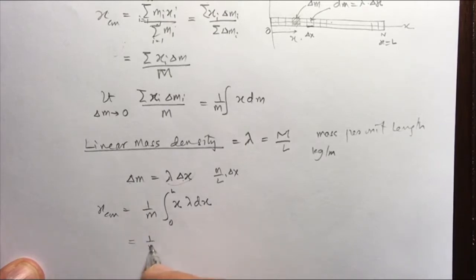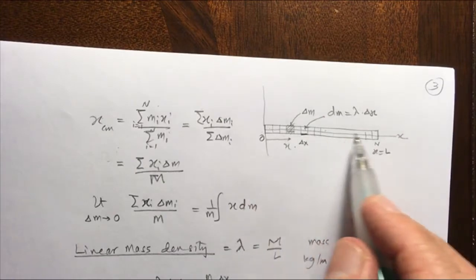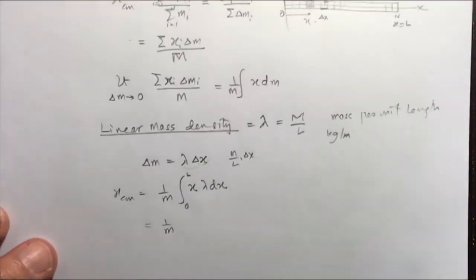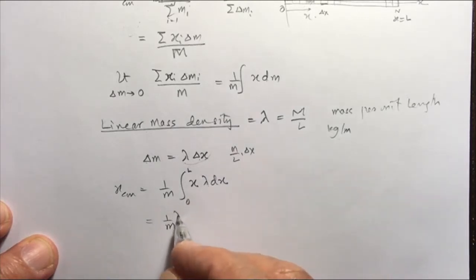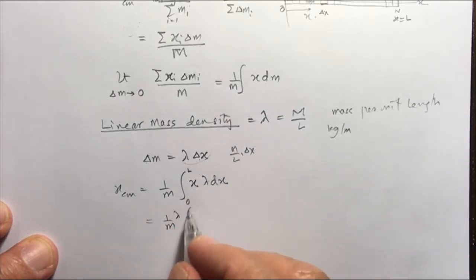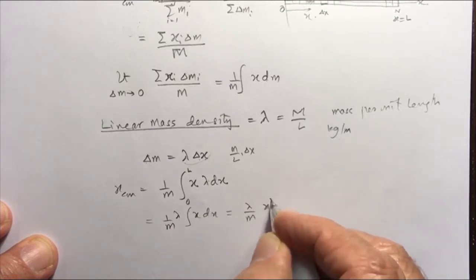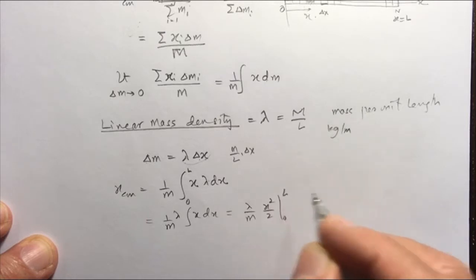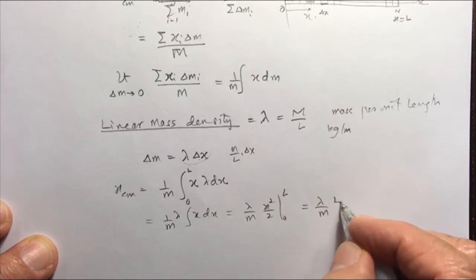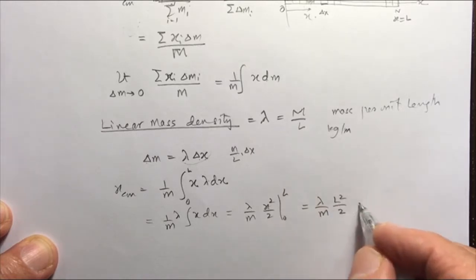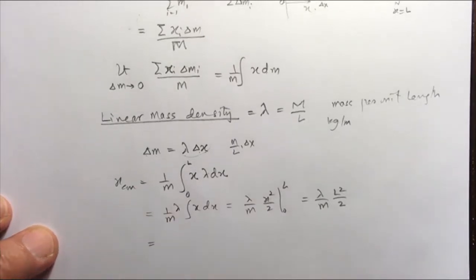And that becomes 1 over m. If the thickness and the density are the same, it's a uniform thickness and uniform density, so the lambda is constant and we can take it out. We'll have x dx, which will be lambda over m, x squared by 2, and the limits are 0 to L. When we substitute the limits, we get lambda over m, it becomes L squared by 2 minus 0. So we just leave that. And now we can simplify that further.